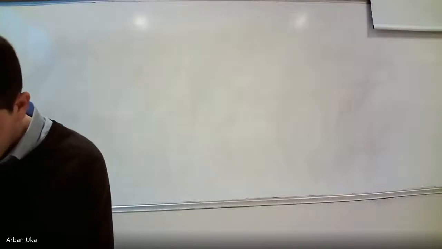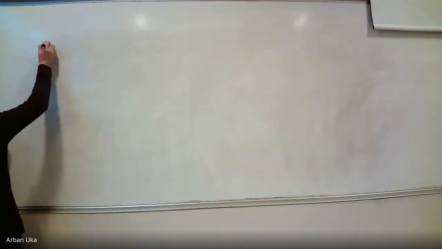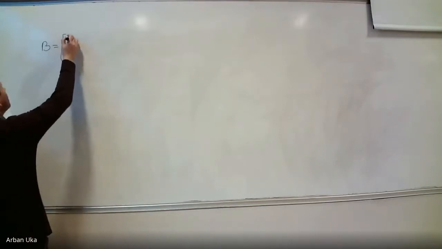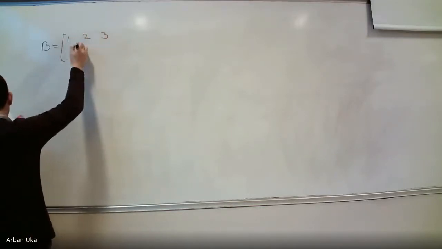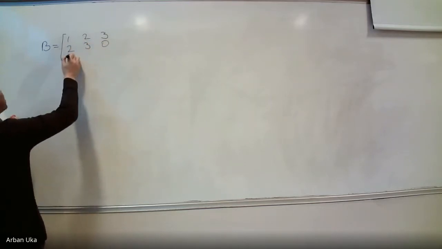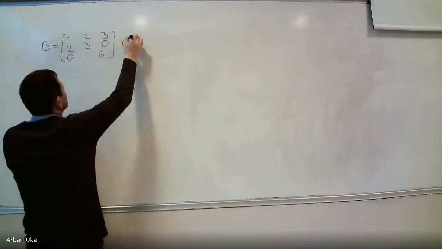On how we can calculate the range, how we can calculate the rank, and let's see the most valuable. So let me ask you this question. Find B inverse. If B is equal to 1, 2, 3, 2, 3, 0, and 0, 1, 6. Find B inverse.